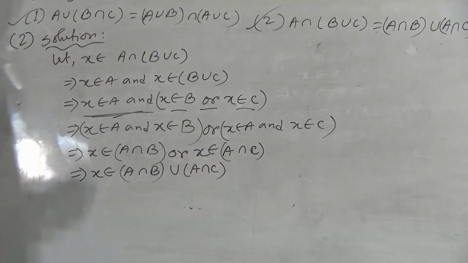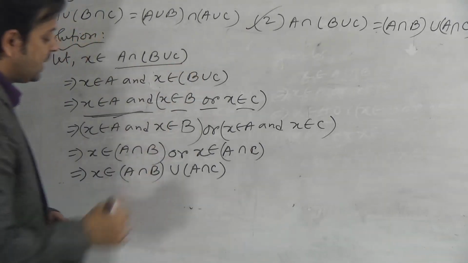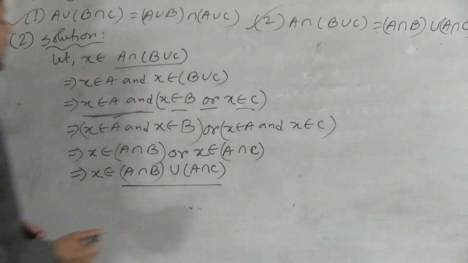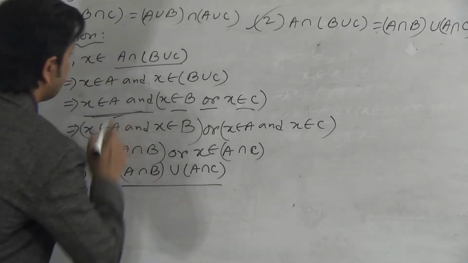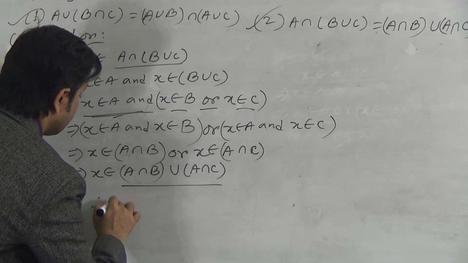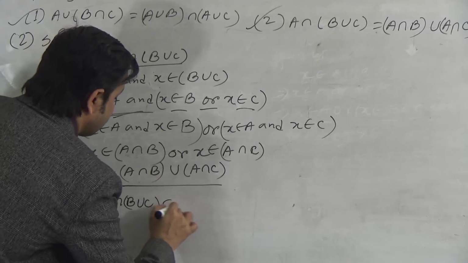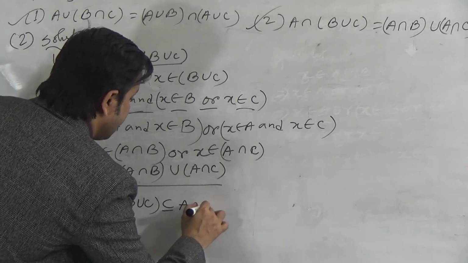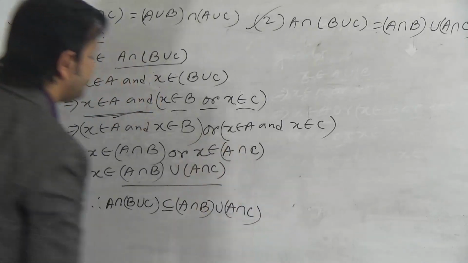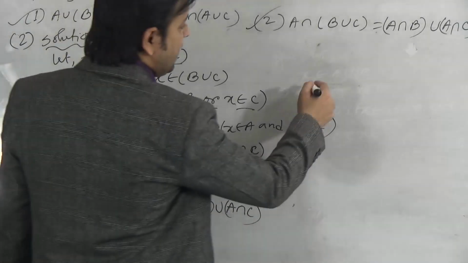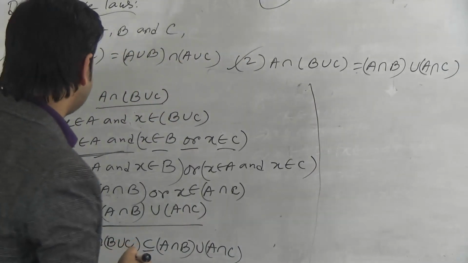What does it mean? It means that A intersection (B union C) is a subset of (A intersection B) union (A intersection C). So we can write here, therefore A intersection (B union C) is a subset of (A intersection B) union (A intersection C). In a similar process, we can show the next part.